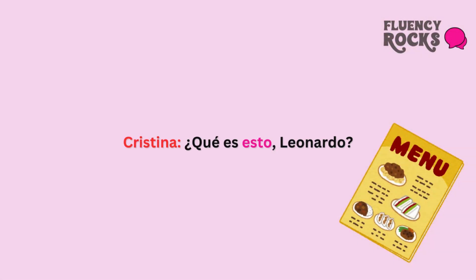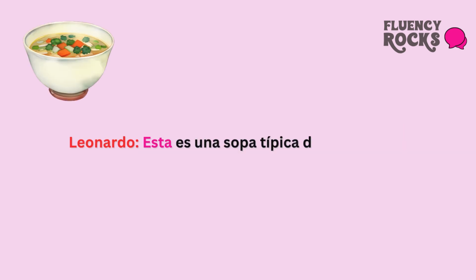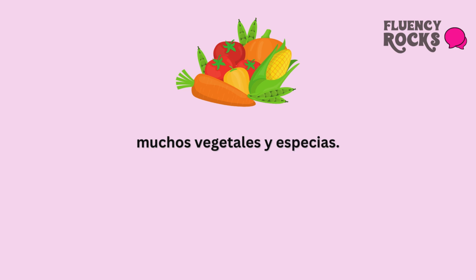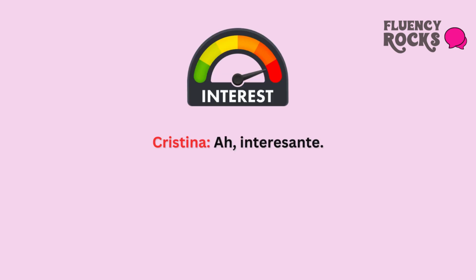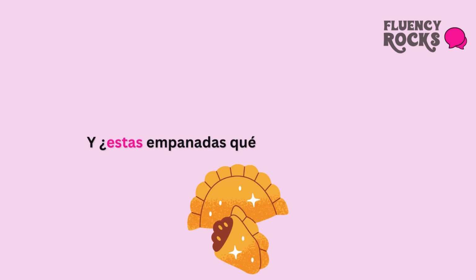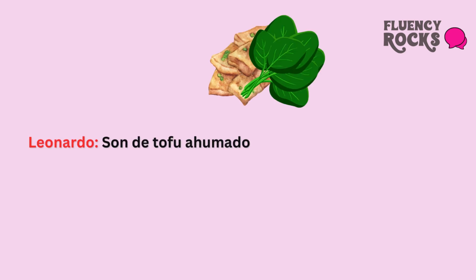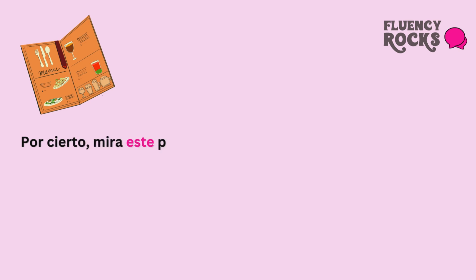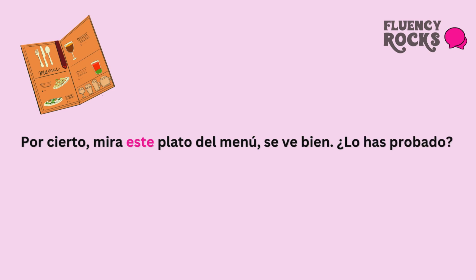¿Qué es esto, Leonardo? Esta es una sopa típica de esta ciudad. La base son lentejas y tiene una condimentación única, muchos vegetales y especias. ¡Ah, interesante! ¿Y estas empanadas que tienen por dentro? Son de tofu ahumado refrito, espinaca y verduras. Son deliciosas. Por cierto, mira este plato del menú. Se ve bien. ¿Lo has probado?